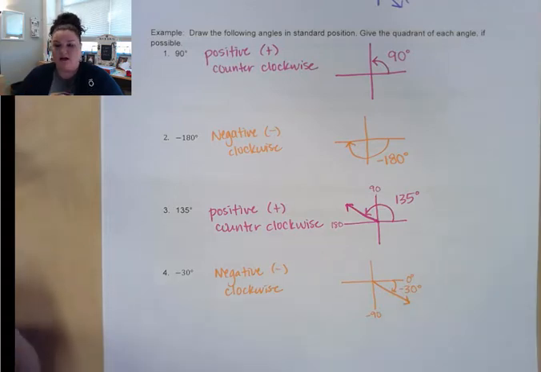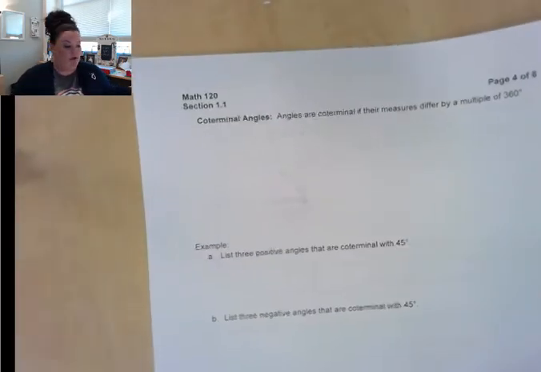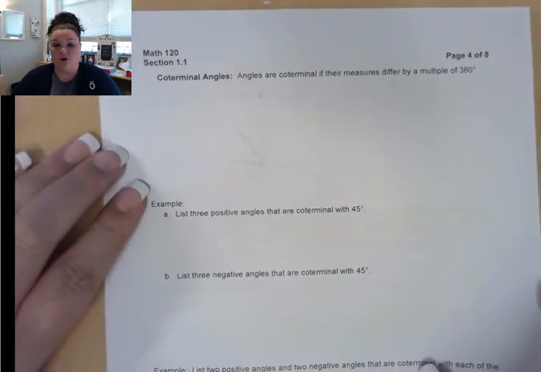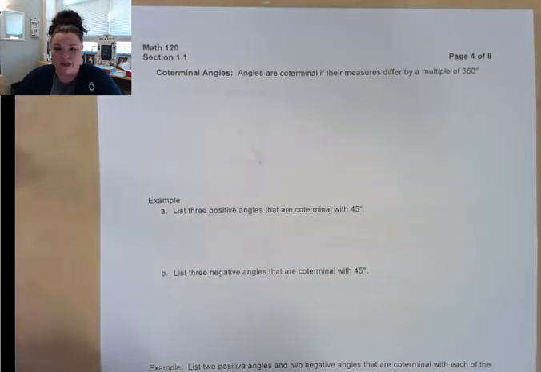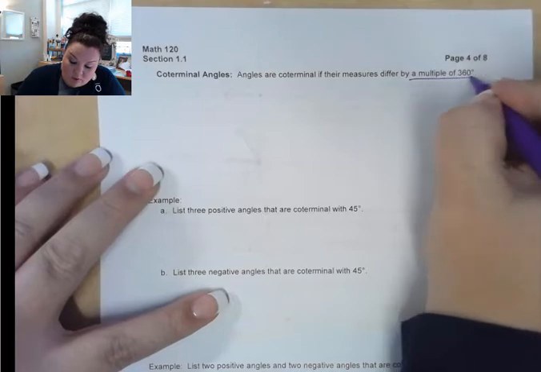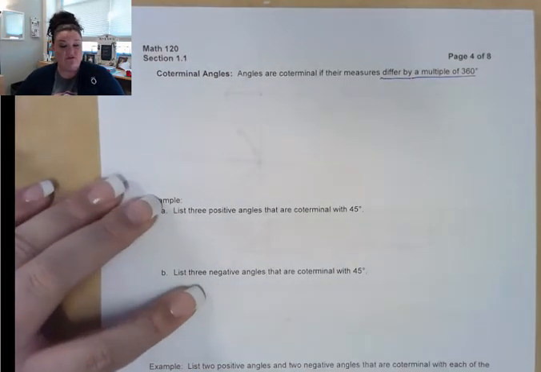All right, so now let's move on and talk about what it means to have coterminal angles. What makes two angles coterminal angles? We know two angles are coterminal if their measures differ by 360 degrees or a multiple of 360 degrees. Okay, so let me give you a for instance.